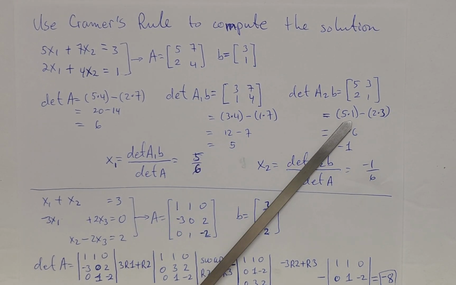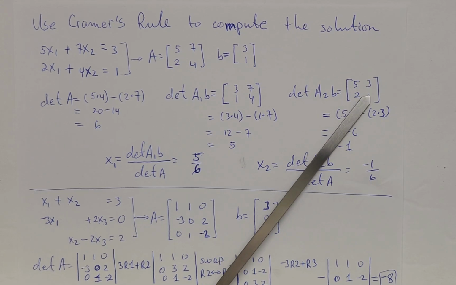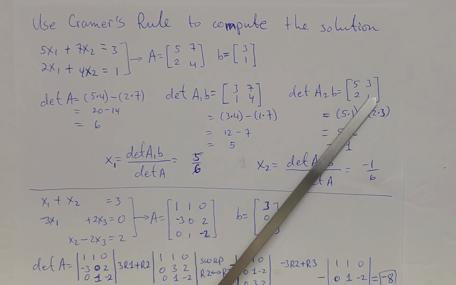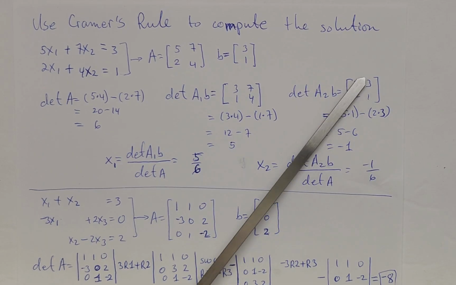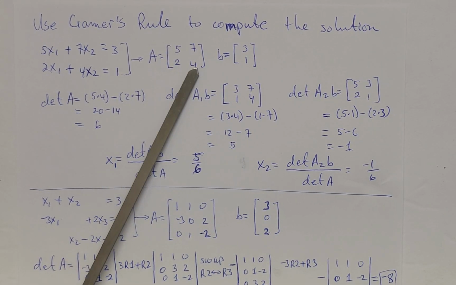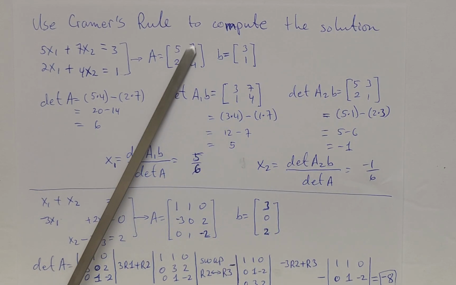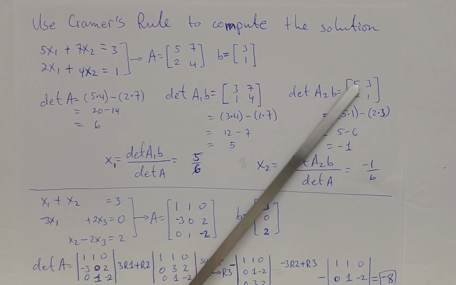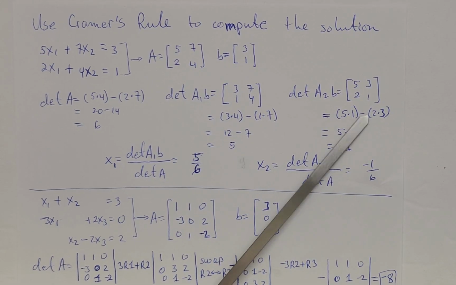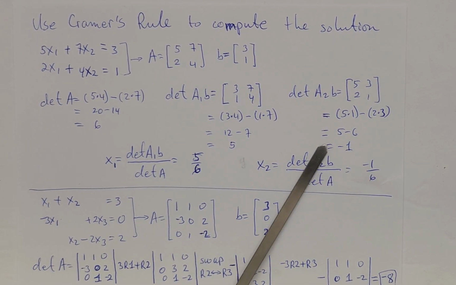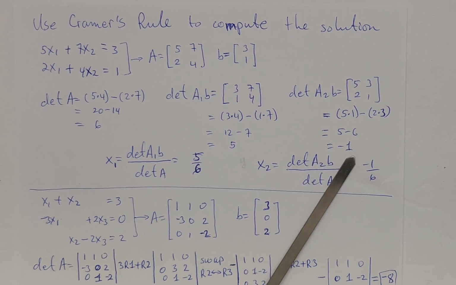And the third determinant is changing the second column. The 5, 2 stay, but the second column is changed to 3, 1. As you can see, this is the first column, this is the second column. So we're changing the second column and put 3, 1 in. Using A times D, which is here, minus B times C, which is here. Simplify, that gives me 5 minus 6, which is negative 1.